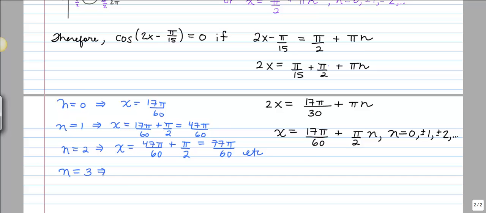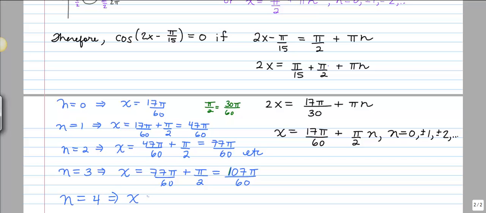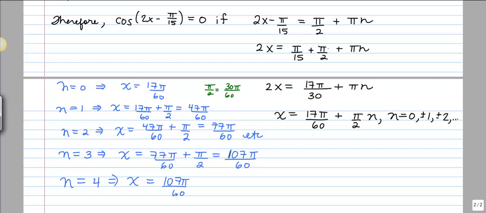If I do n equals 3, then I'm taking 77 pi over 60 and adding pi over 2. And again, remember pi over 2 is 30 pi over 60. Okay, so this gives us 107 pi over 60. If we do n equals 4, and we do the same thing again, which is keep adding multiples of the period of the new function, then again this is going to be 30 pi over 60. So this is 137 pi over 60, which is bigger than our 2 pi boundary.